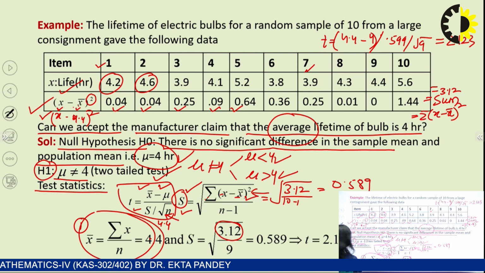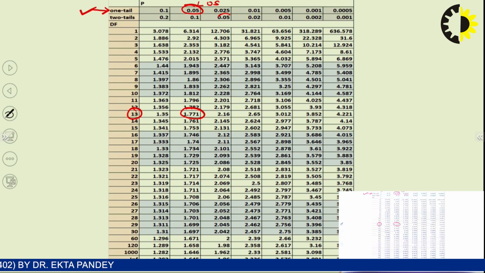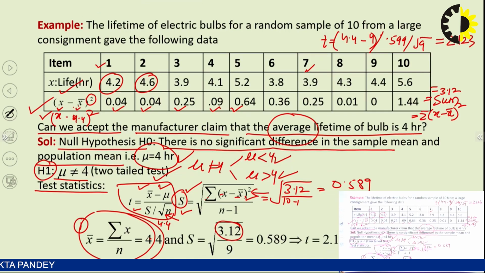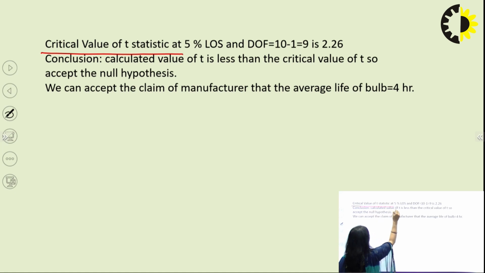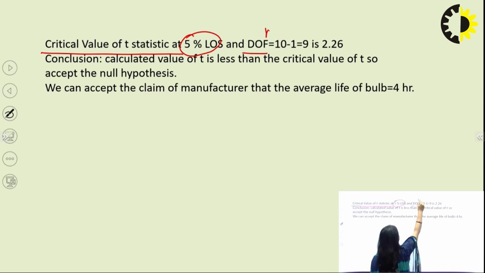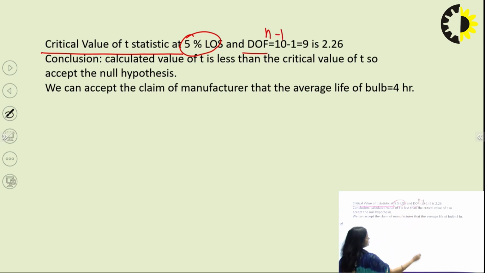The next step is to find the critical value of the t statistic at the 5% level of significance, which is the default. The degree of freedom for the t-test is defined by n minus 1, which will be equal to 9, as the number of items in the sample was 10. And from the table we will find this value.